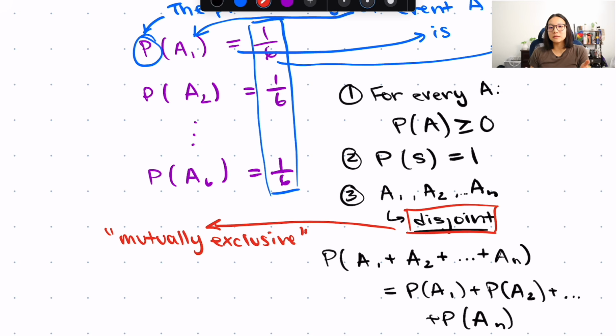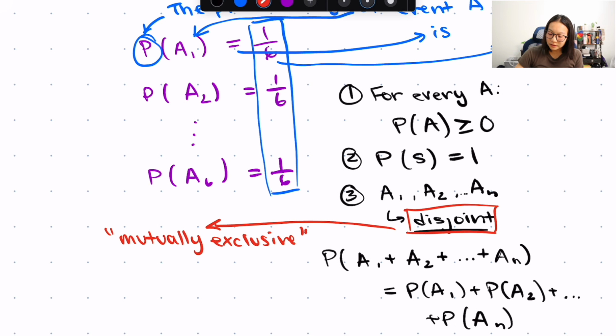So in our dice example, can we roll a 1 and a 2 at the same time on the same roll? The answer is no. We can roll a 1 and then on the next roll we can roll a 2, but on the same roll it has to be a 1 or a 2 or a 3 or whatever up to 6. We can't have 2 numbers at the same time. So that is an example of something that's disjoint.